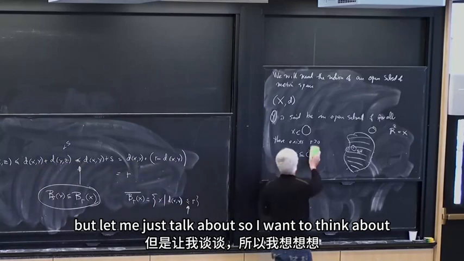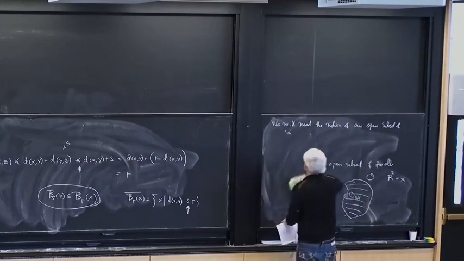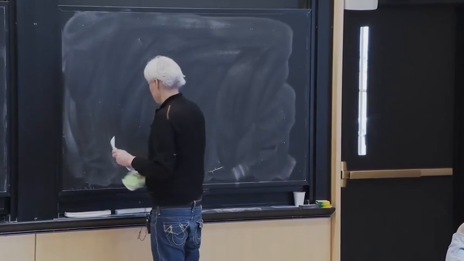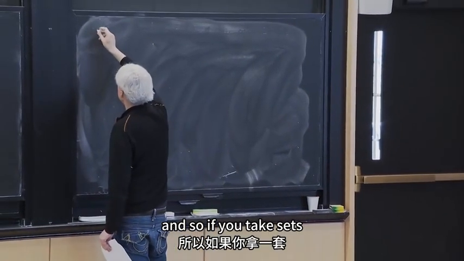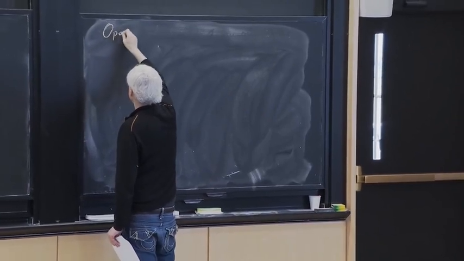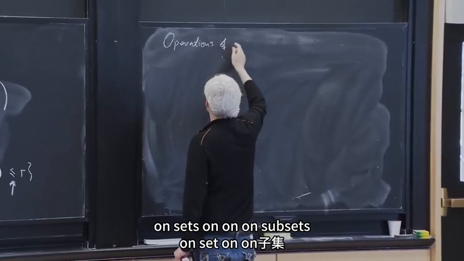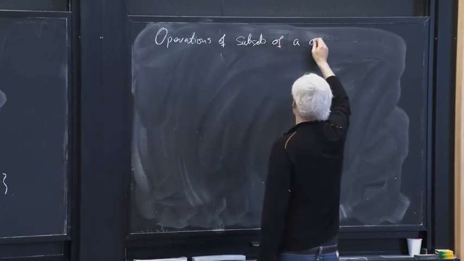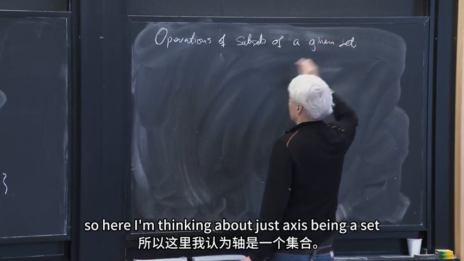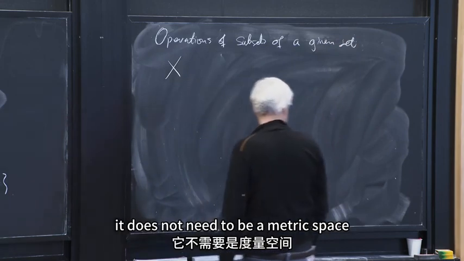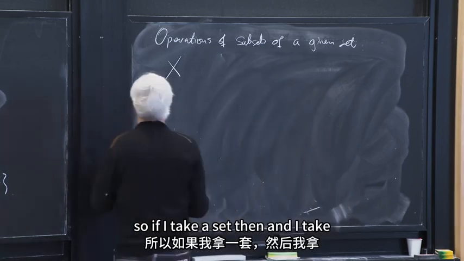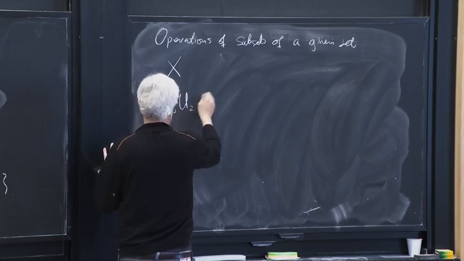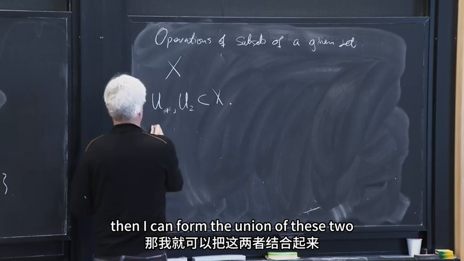Let me think about how you produce open sets, and how you know that there are a lot of open sets. These are operations on subsets of a given set. Here I'm thinking about X just as a set; it does not need to be a metric space. If I take two subsets, then I can form the union of these two.